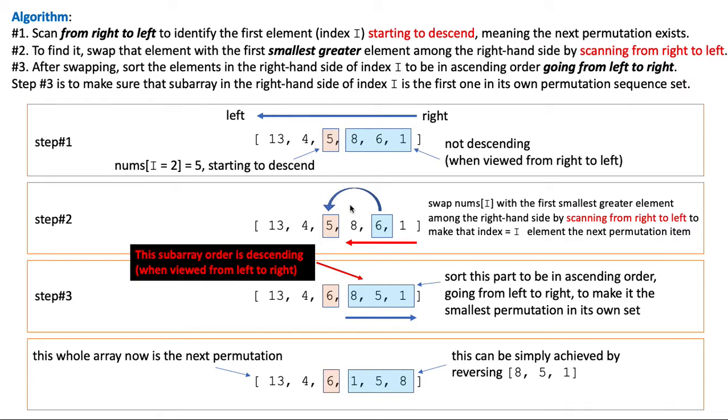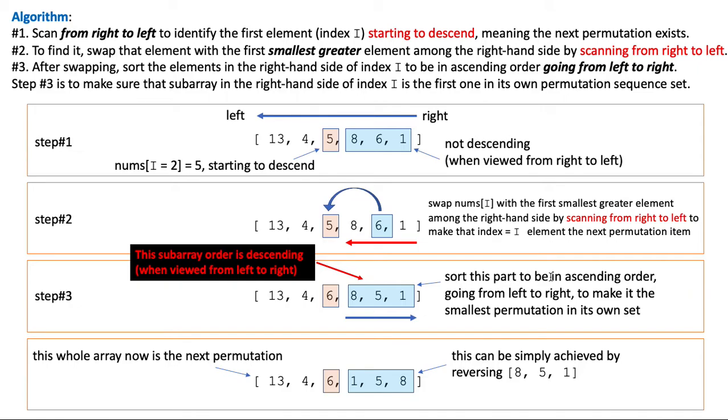Step 2, swap this element at index 2 with the first smallest greater element among the right-hand side when scanning from right to left. So 1 is smaller than 5, 6 is greater than 5, and it is the smallest. 8 is greater than 5, so 6 is the smallest. We swap it, and then we have this 6 here. And now we can see this subarray 8, 5, 1. If you view from left to right, it's in descending order.